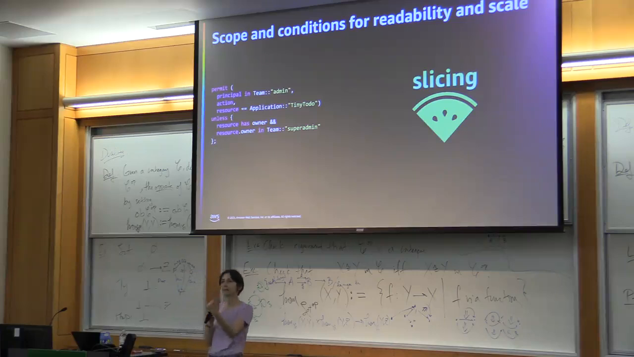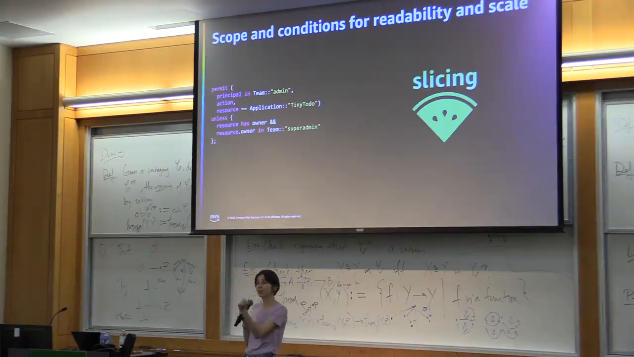So the index examines the scope, and then based on the scope, it pulls in the policies that are relevant to that scope, in which that scope actually evaluates to true.